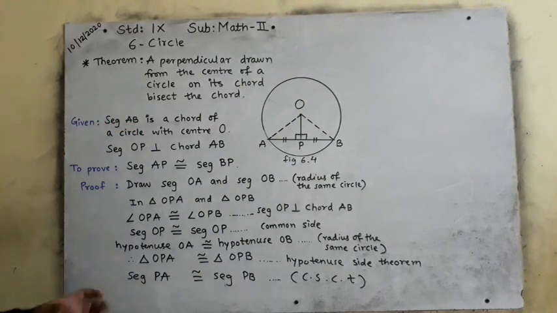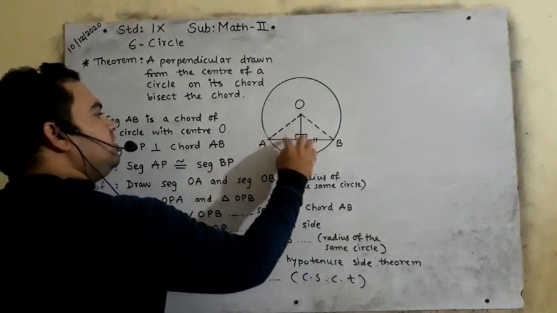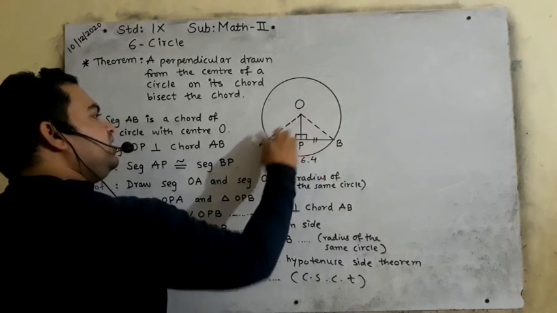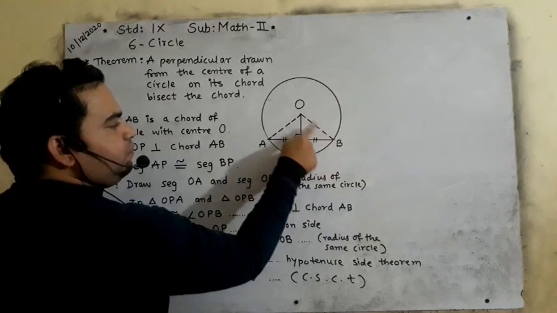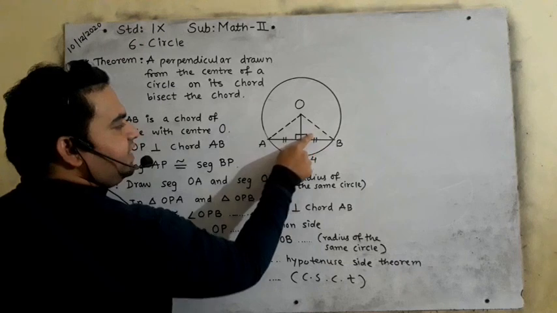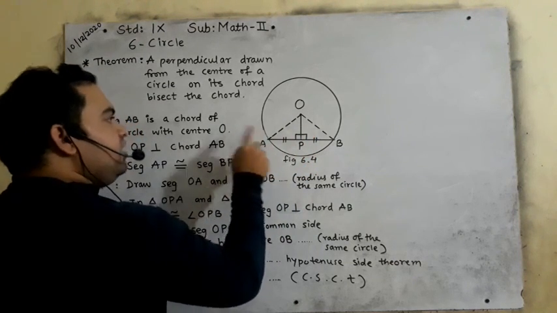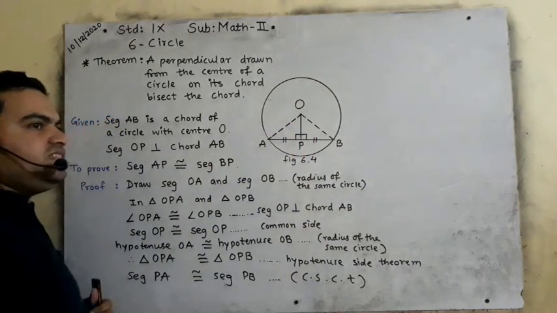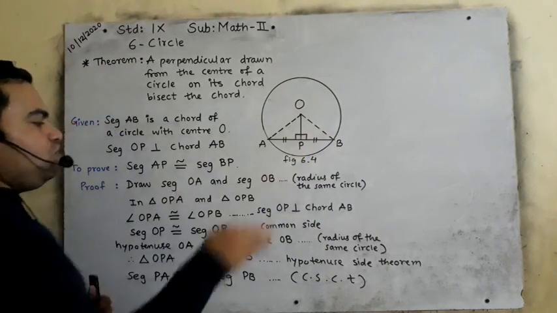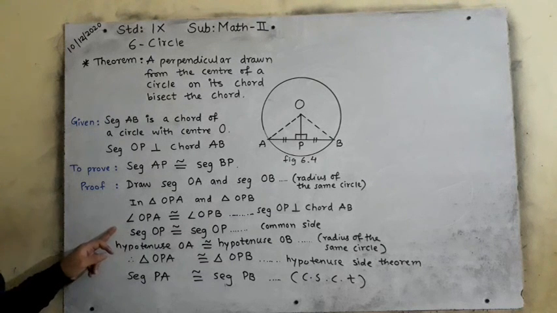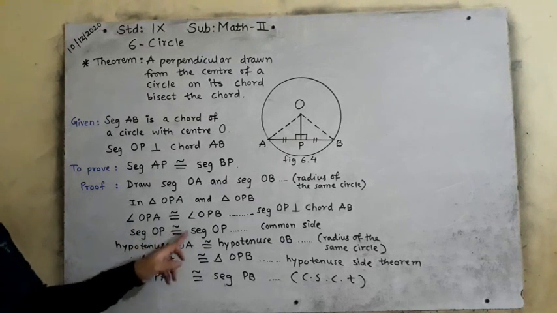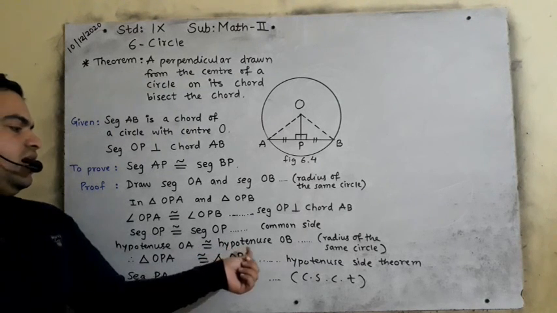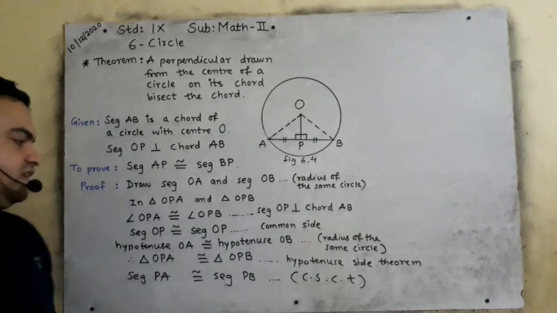Now see the hypotenuse. OA is a hypotenuse, because it is opposite the right angle in the right angle triangle. Here OB is also a hypotenuse, opposite the right angle. So hypotenuse OA is congruent to hypotenuse OB. Why? Because both are radii of the same circle. So these both are congruent to each other. Again, segment OP is congruent to segment OP, and hypotenuse OA is congruent to hypotenuse OB because they are radii of the same circle.